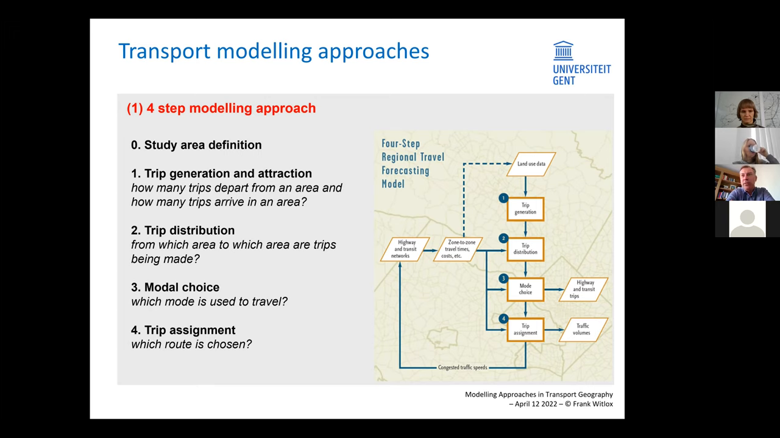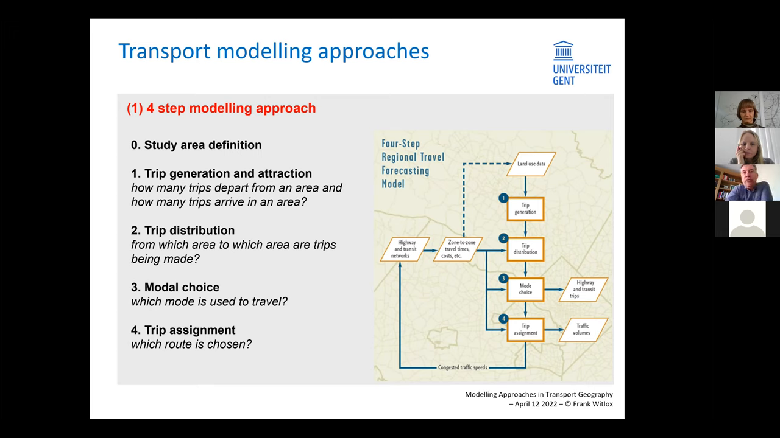And we will come back to that because it's a very important first step, because if you want to make changes to the area that you study, then you have to redo the entire model from scratch again. So you could say, in a sense, there are five steps in the four-step model approach, where step zero is defining the research area and how you should do this.